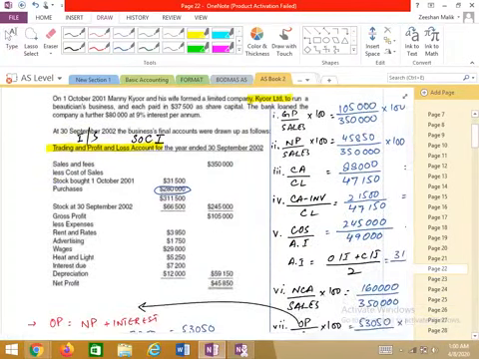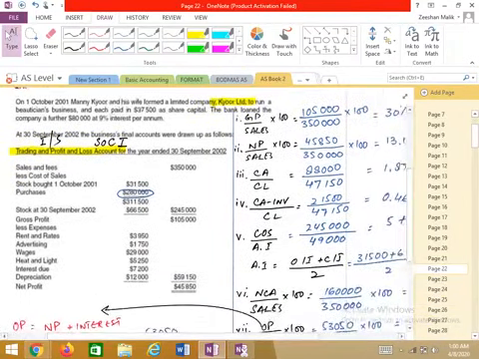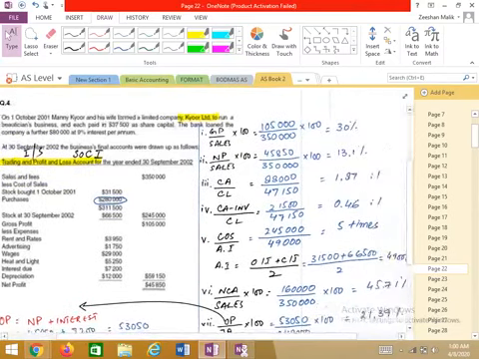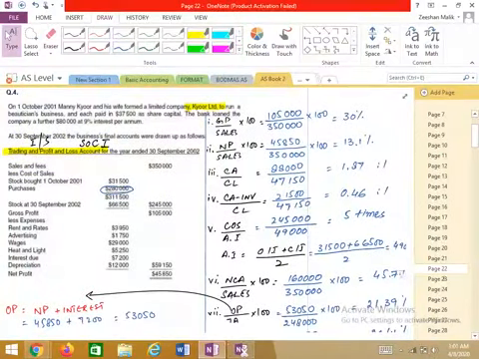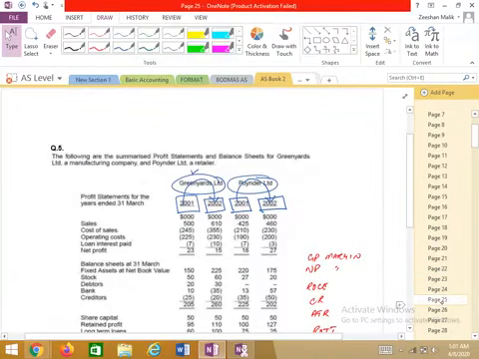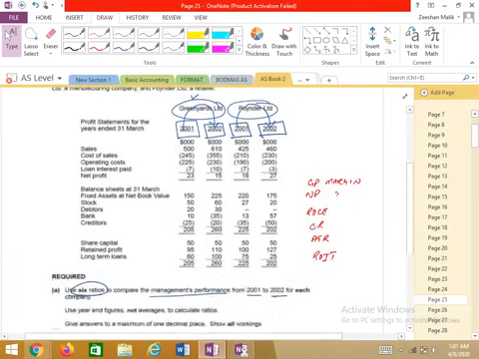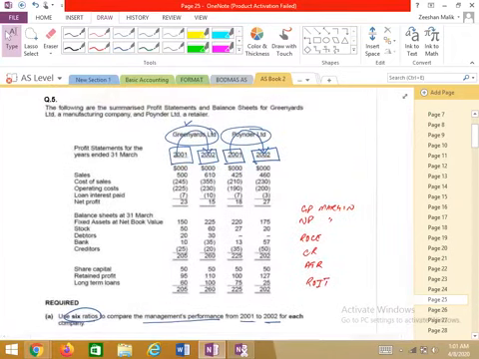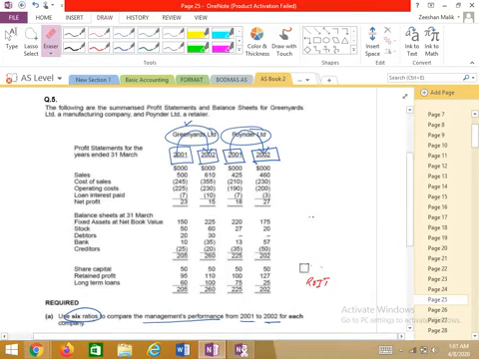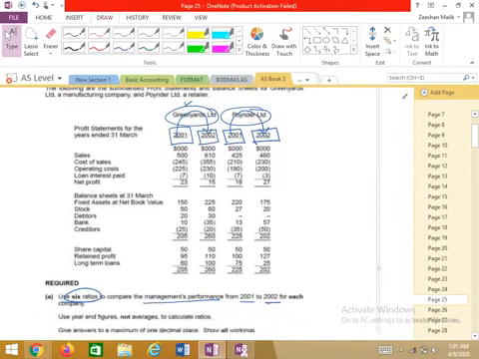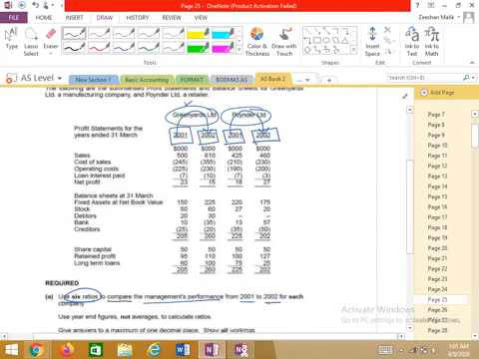Let me solve some important questions. I think I did question number 4 in the last session with you. Question number 5, let me solve this question with you. Some students are making problems in it. The examiner asks you to calculate 6 ratios, helpful for the comparison of performance.